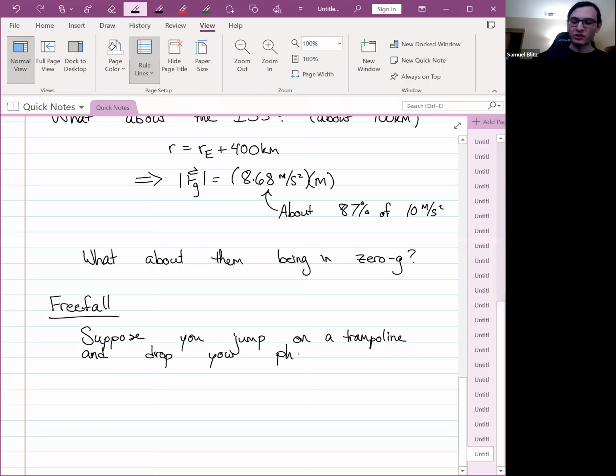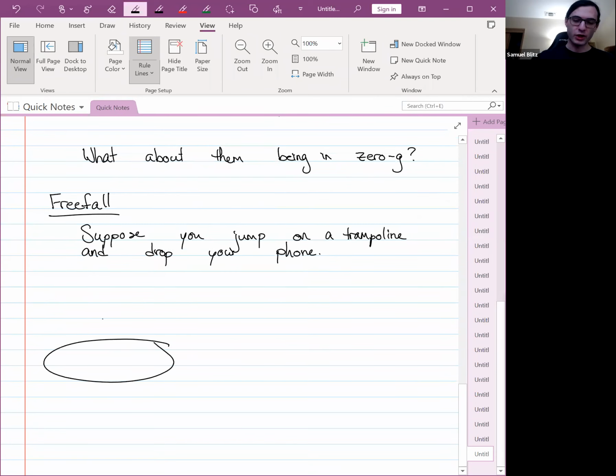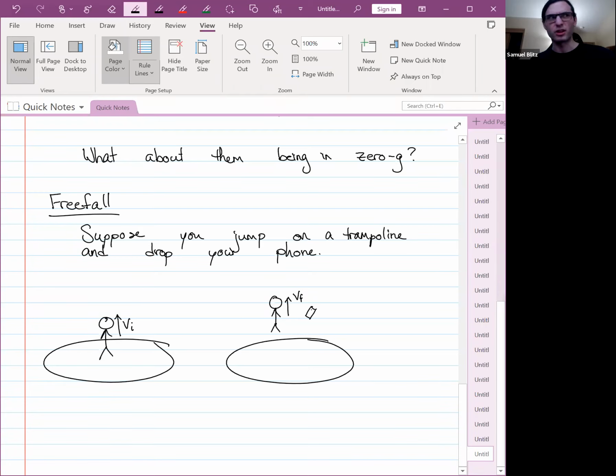So most of you are probably scrambling to catch your phone because you don't want it to break and fly off the trampoline. But if you were instead focusing on what the phone was doing, you might notice something surprising. So here's you on your trampoline, you're on your way up, and then suddenly you drop your phone. So now you're at some higher height, say v_f. This is a very good trampoline. But importantly, your phone, which is a Samsung Note 2, so it's like the size of your head, would also just be floating. It would appear to be floating.